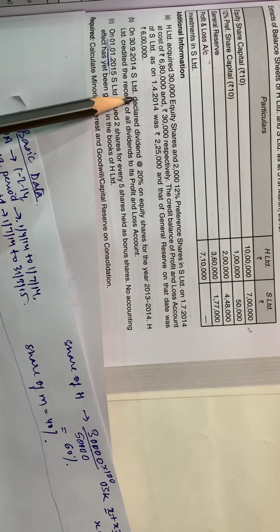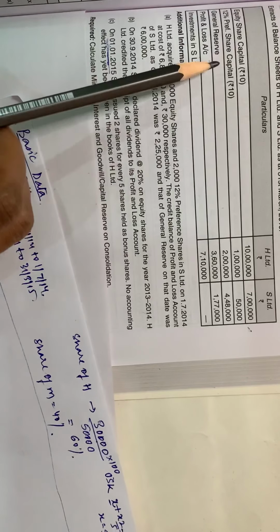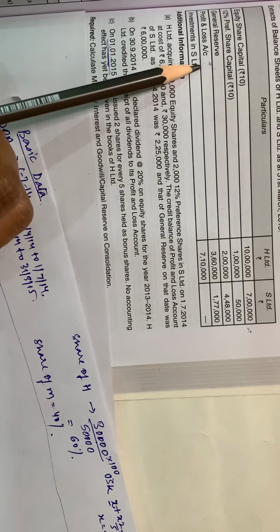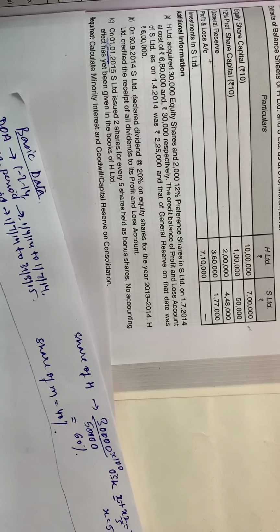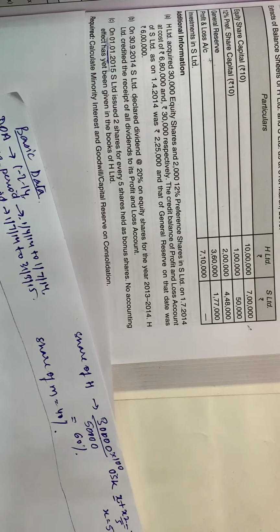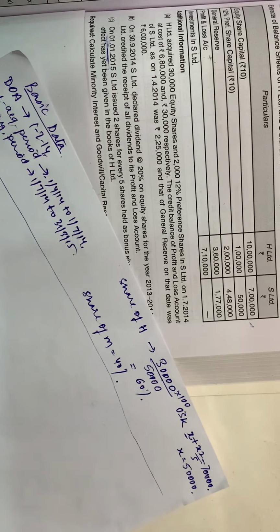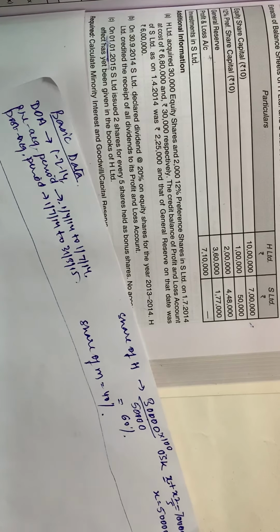How will you find it out? You are supposed to come up with first preparation of the general reserve account, and then we will prepare the P&L account as well. Though the question is not asking you about this, you are supposed to do that so that you can understand how much is appropriated for the year, or if there is any appropriation or not.